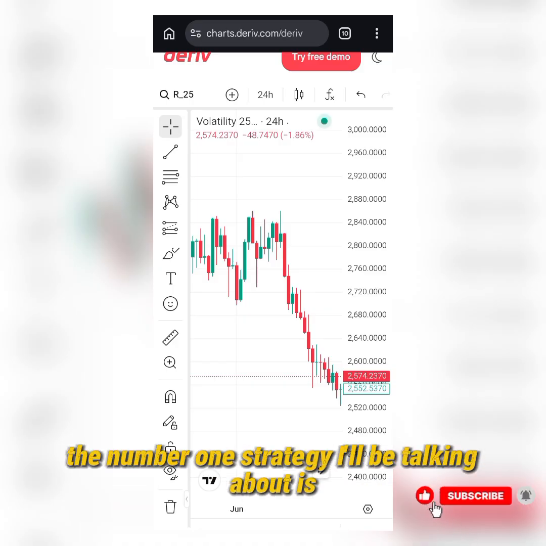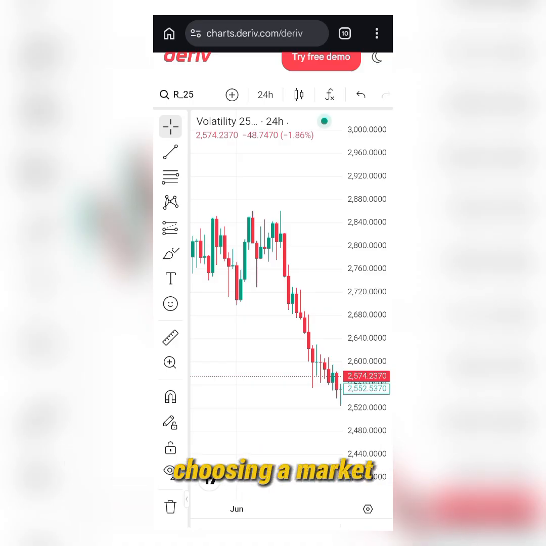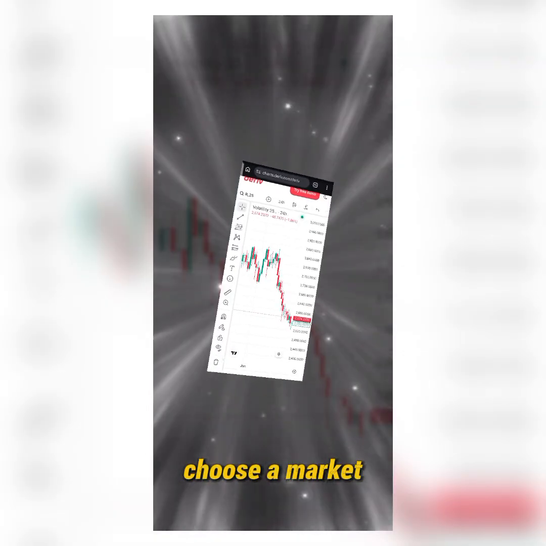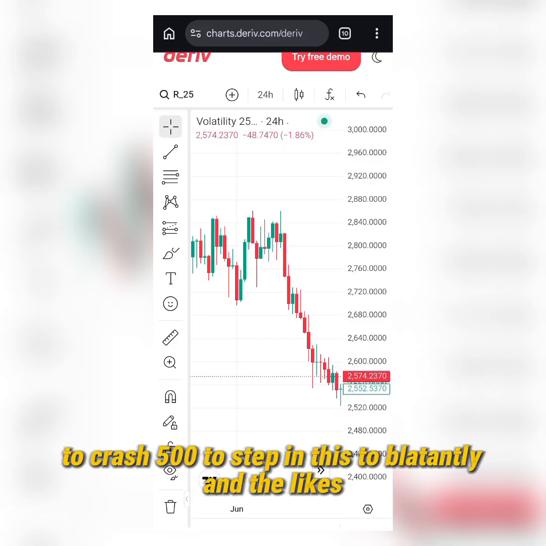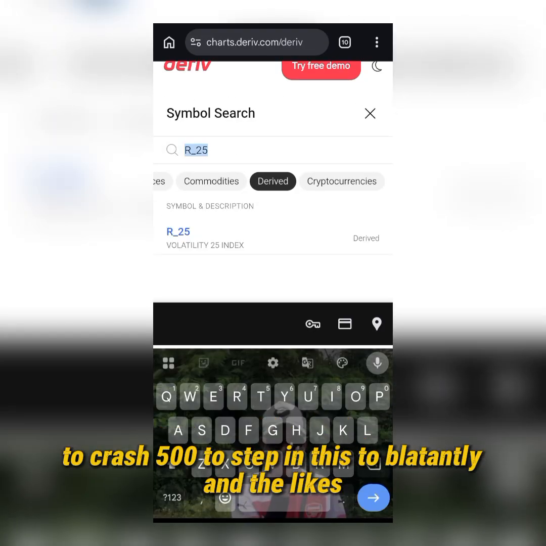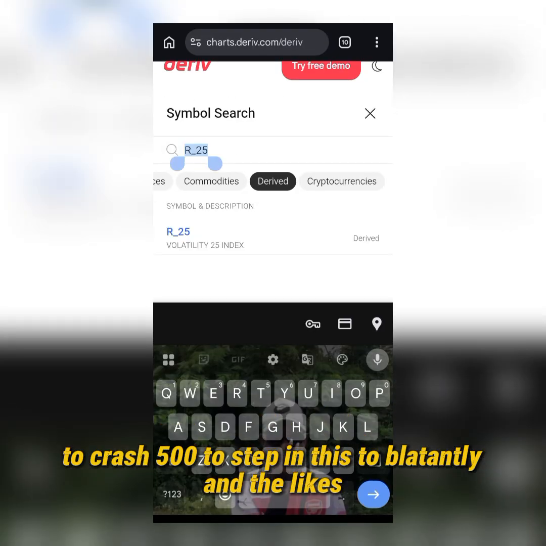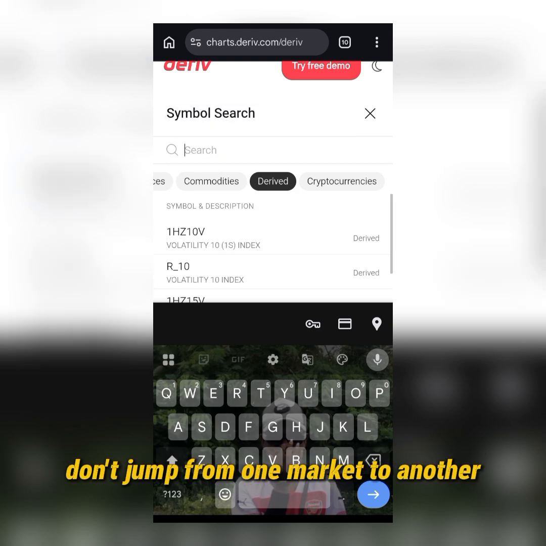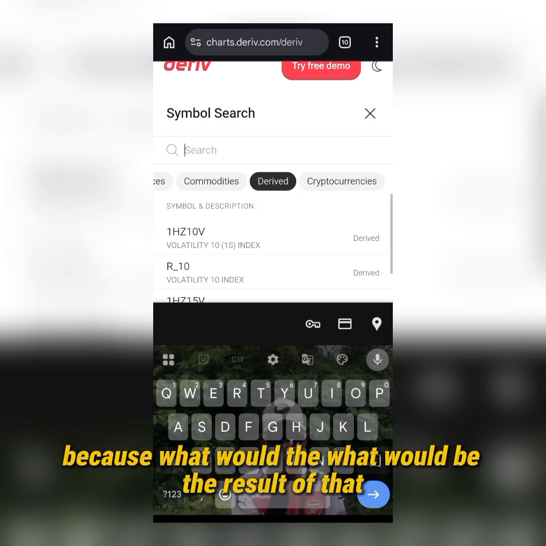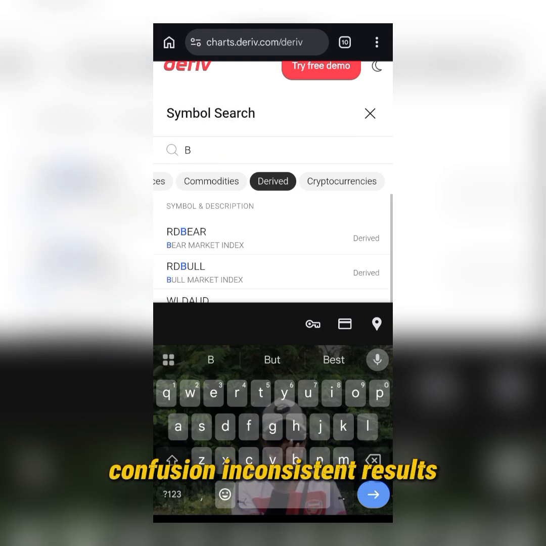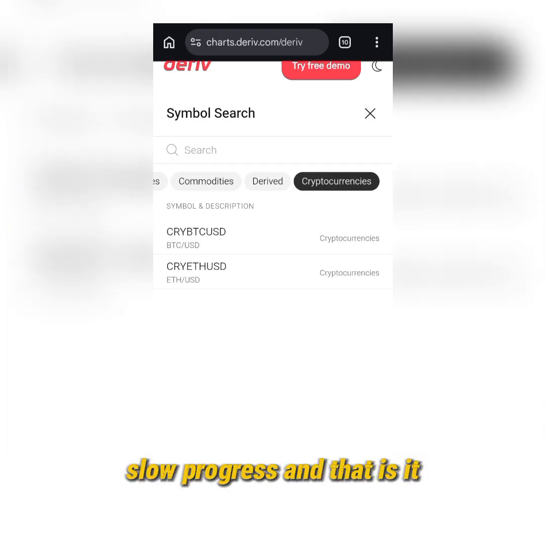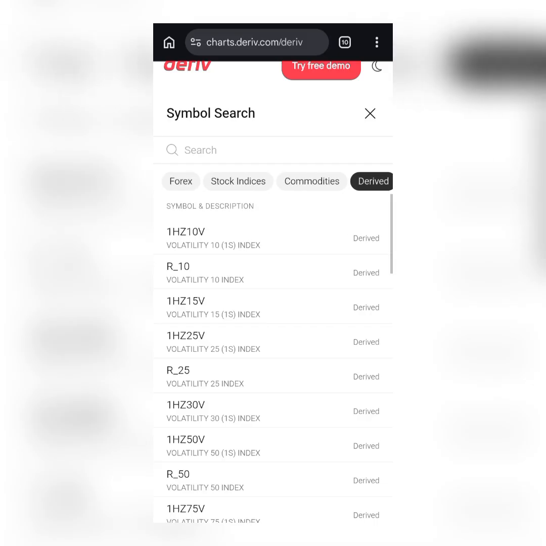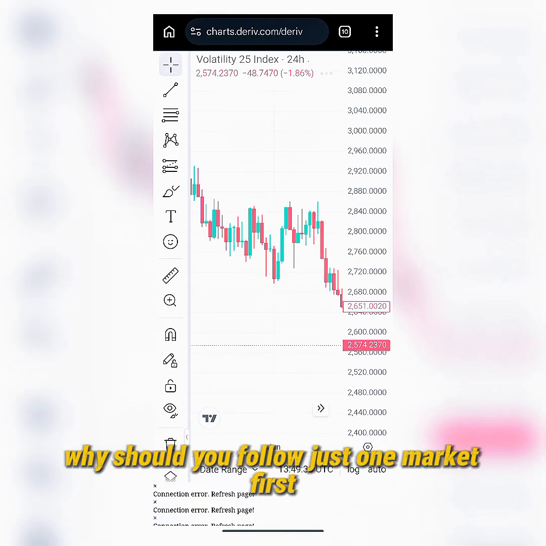The number one strategy I'll be talking about is choosing a market. Choose a market. Don't jump from Volatility 75 to Crash 500 to Step Index to Volatility 10 and the likes. Don't jump from one market to another, because what will be the result of that? Confusion, inconsistent results, slow progress, and that is it. Why should you follow just one market?